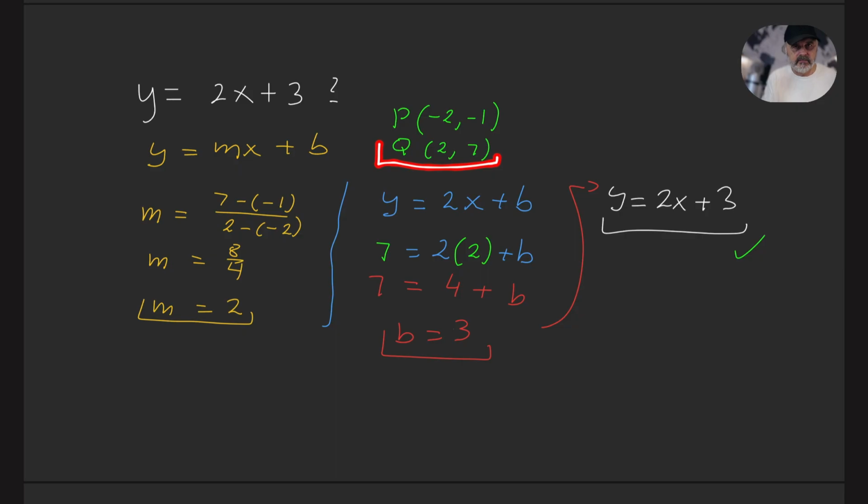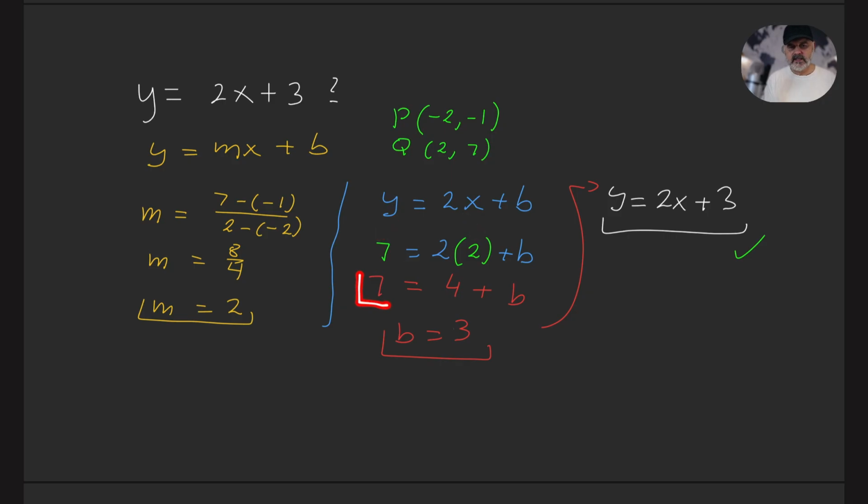It doesn't matter. I'm going to choose Q this time because I used P for the other example. So 2 goes in place of x right here, and 7 goes where the letter y is. So now you have an equation with 7 equals 2 times 2 plus b. Boom, right? Substitution, 7 and 2 for x.